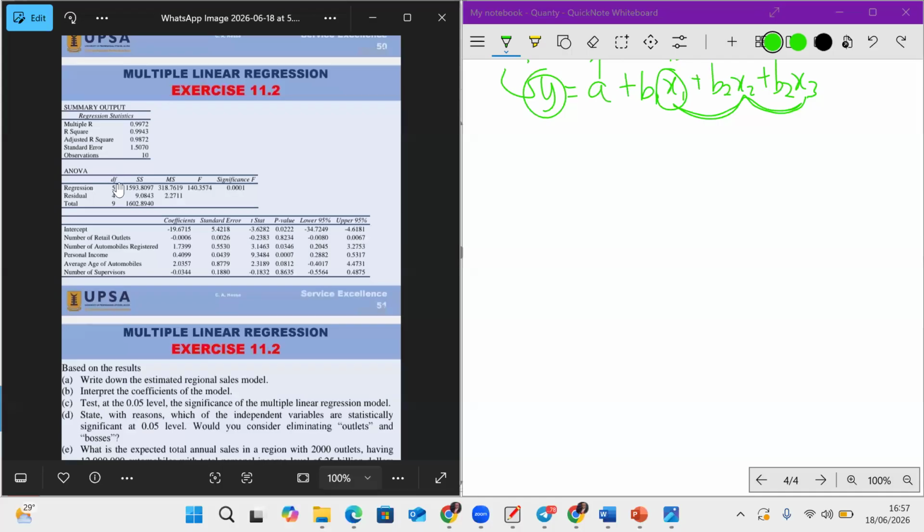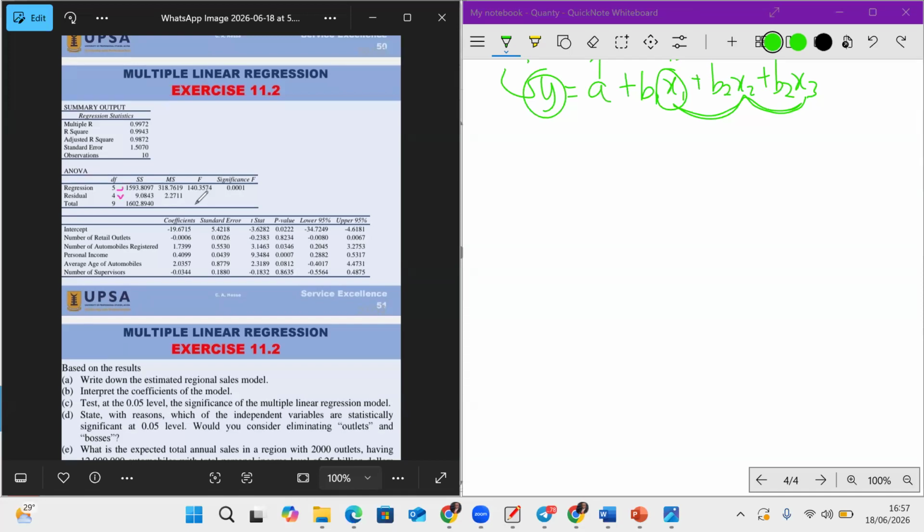Are you good? Yes, sir. I'm explaining everything you need to know, I mean, what we need. So we have the degrees of freedom for regression and for residual. We have the SS and MS.